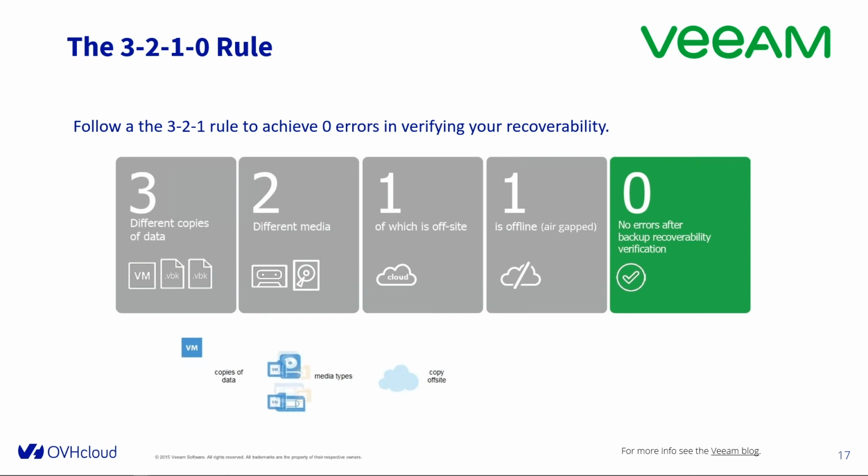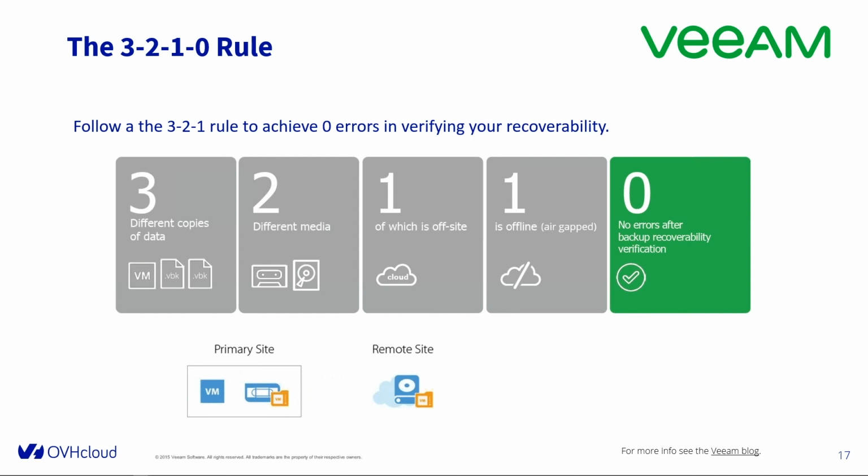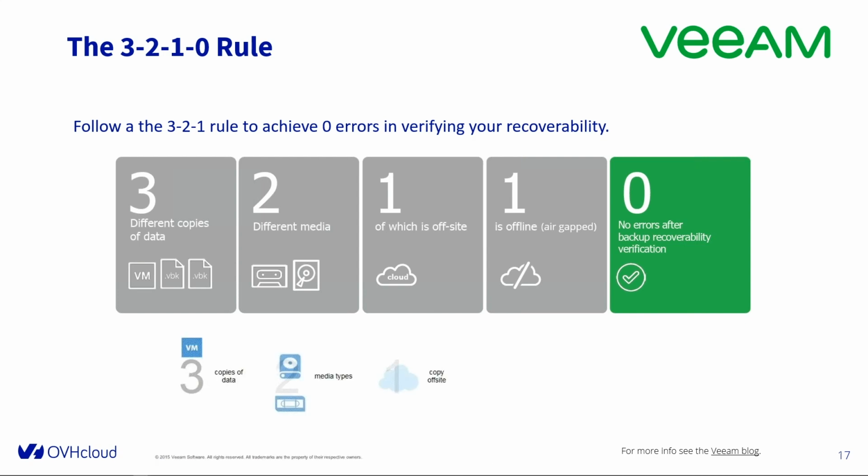So Roshan brought up this whole point about the 3-2-1 rule. And you can see the little lovely animation going on the screen. This is from their Veeam blog, and it's a best practice. It's not just Veeam that does this, but it's a best practice from a company that's dedicated to backup. And it's how to have zero errors in verifying your recoverability.